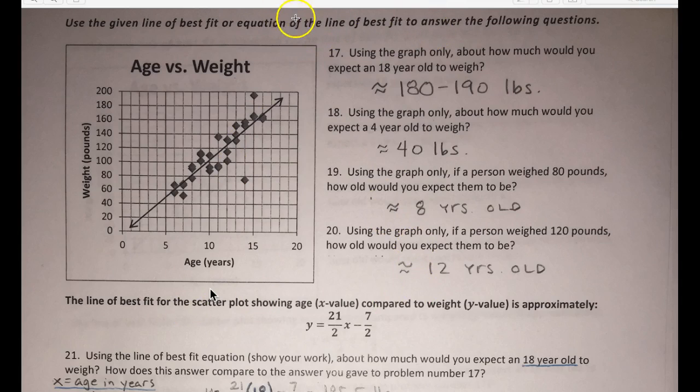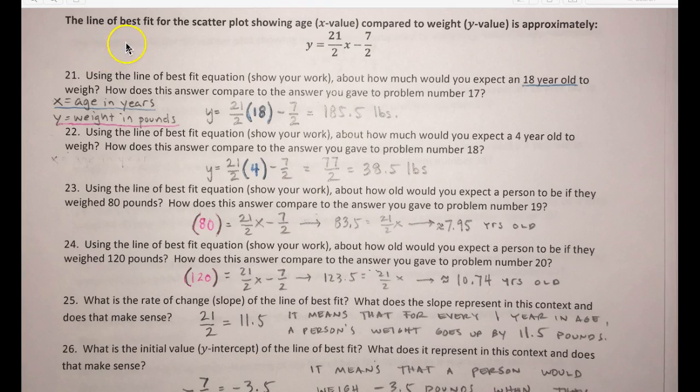Okay, let's see here. Hold on one second. Now they ask us to find the line of best fit for the scatter plot. Or actually, they're giving us the line of best fit. That's right here. Now they're asking us to find all this stuff using this equation. So we can't use the graph anymore.